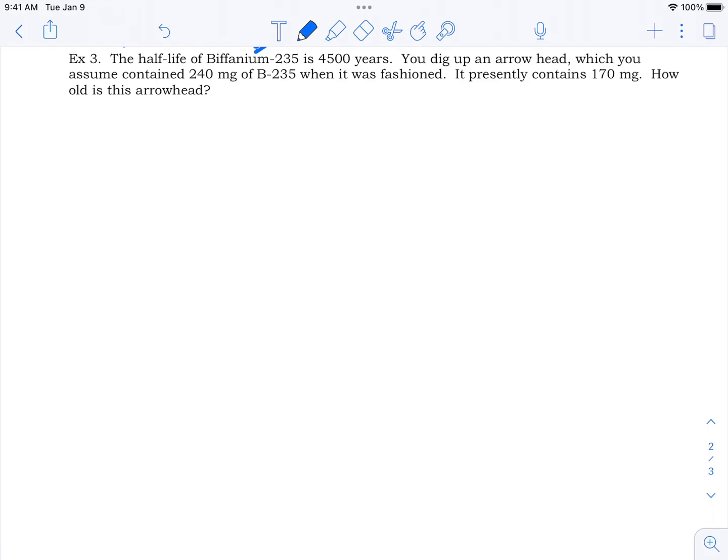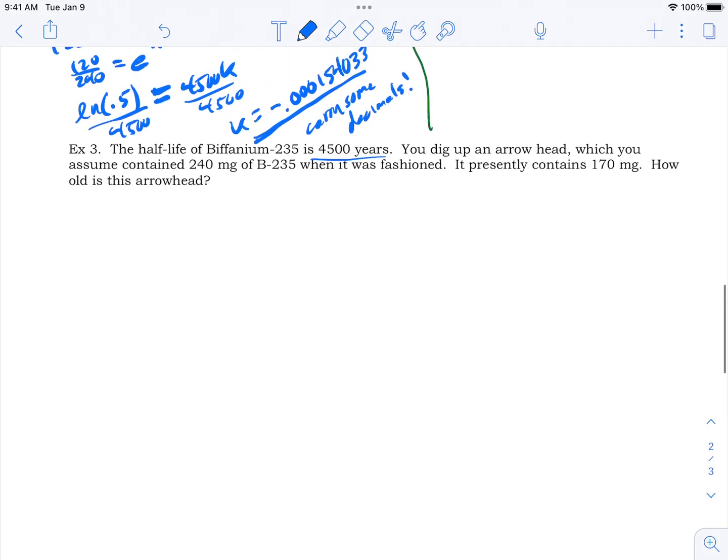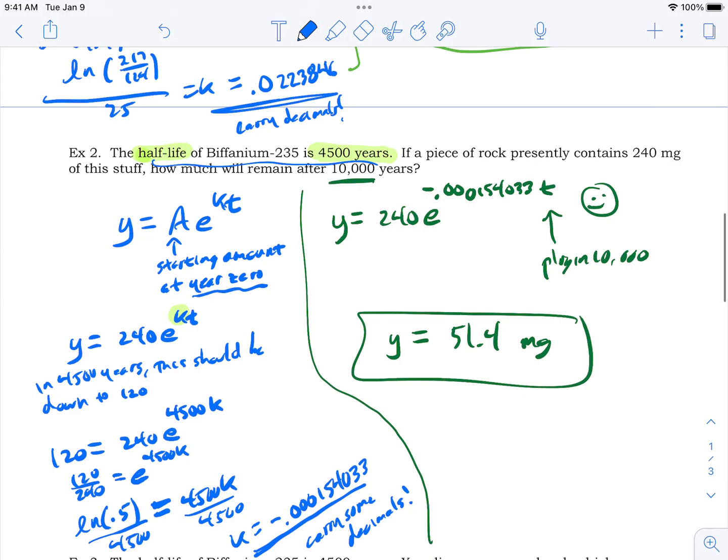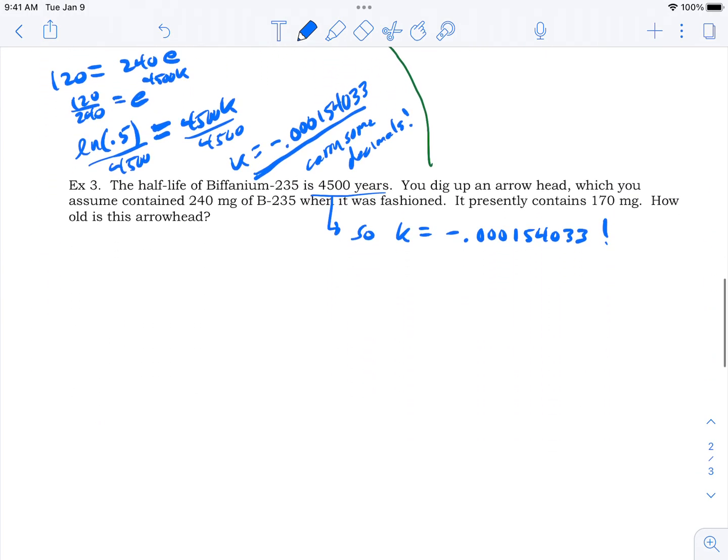We've got this half-life. Oh, it's the same stuff. Bethanium 235, half-life 4,500 years. Hey, you know what? That means I can take that k and use it. Yay, team. Same thing, right? 4,500 years. Awesome. We don't have to solve for the k. We've got the k already. So anyway, we're digging up an arrowhead now. So we dig up an arrowhead, and you assume that it used to have 240 when it was fashioned, but it now has 170. So how old is it?